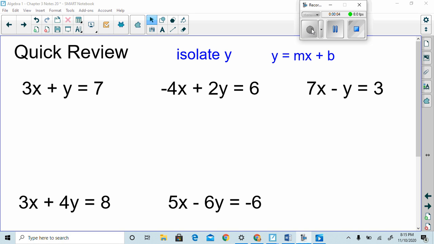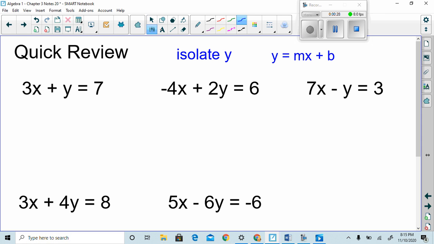Before we move on to a new lesson, let's just revisit writing equations in function form. As I was reviewing the homework, I saw this needed a little bit more work. Our goal is to isolate y in terms of x. What are we doing? We're writing it in function form. In particular, we're writing it into slope-intercept form. Y is equal to mx plus b.